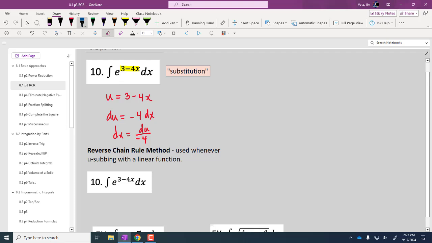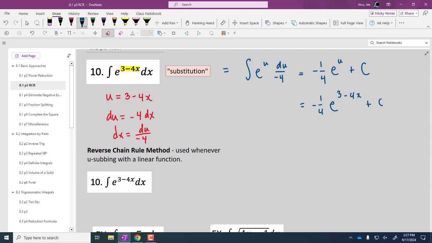And then we would come over here and say, okay, this is going to be e to the u. And dx is du over negative 4. The negative 4 in the denominator comes to the front. We integrate e to the u to itself, plus a constant of integration, and then we do our back substitution. So if you were doing this problem with substitution, that's what you would do. All that work.